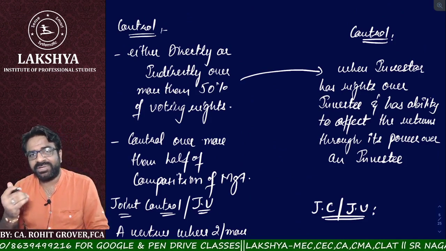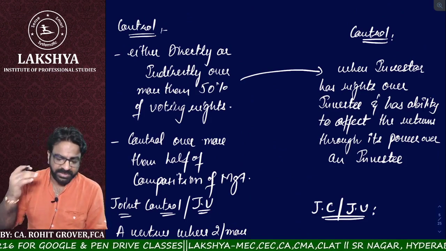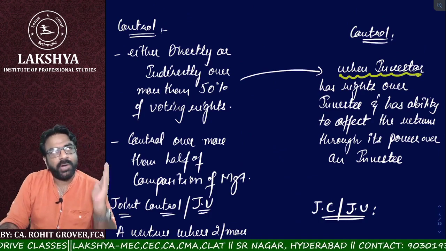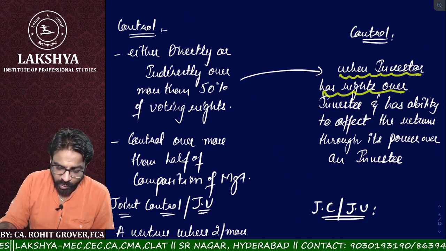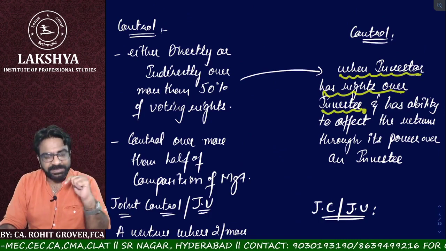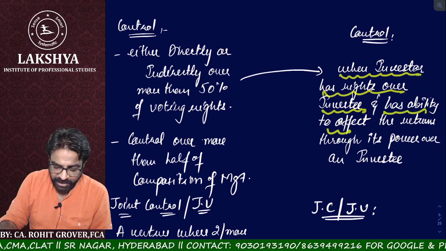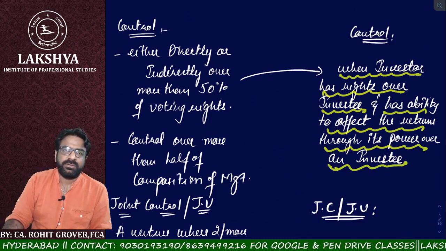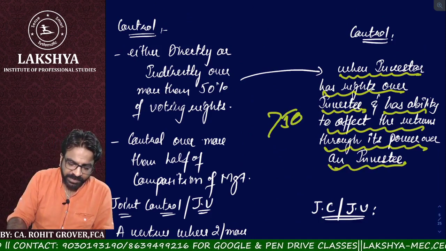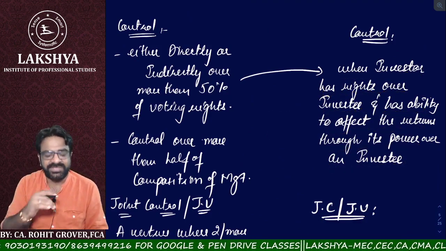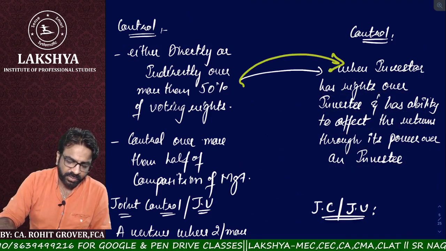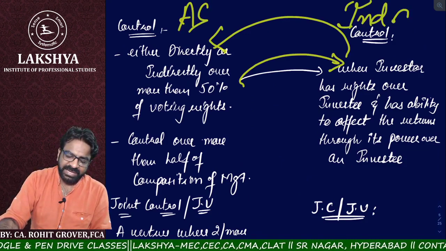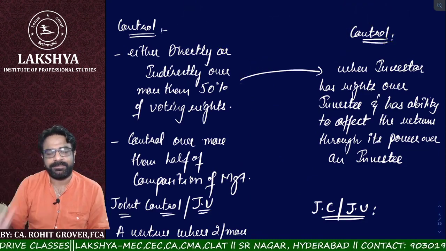Now, same definition of the control is given under IND-AS, but in a different manner. Sir, how? When an investor, means what? Holding company, has rights over the investee, means what? Subsidiary company, and has ability to affect the returns through its power over an investee. Indirectly, they are not saying more than 50%. They are using the words investor, investee, but the intention of saying the word control is the same. Here it is AS and here it is IND-AS. The answer will remain same.